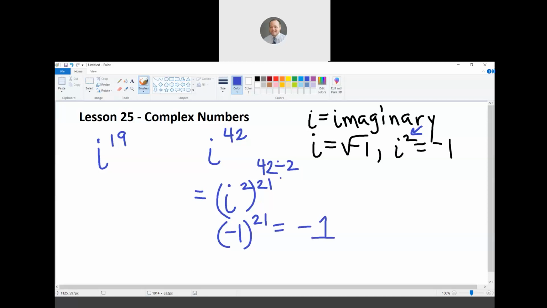Let's go back to the first example. Again, to break down 19, just divide it by 2.